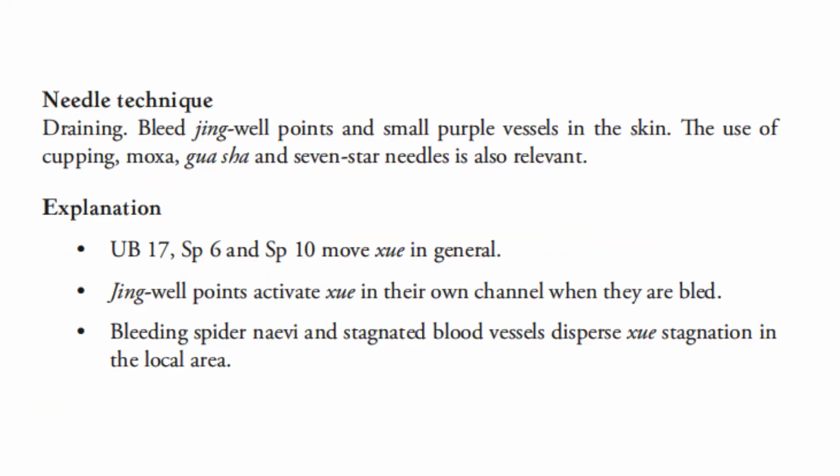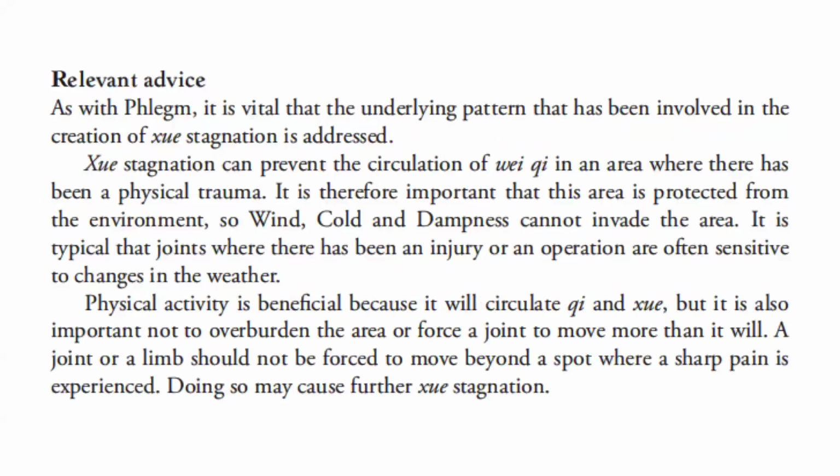Further explanation would be to use urinary bladder 17, spleen 6, and spleen 10 to move shui in general. Jingwell points activate shui in their own channel when they are bled. Bleeding spider, navy, and stagnated blood vessels disperse shui stagnation in the local area.